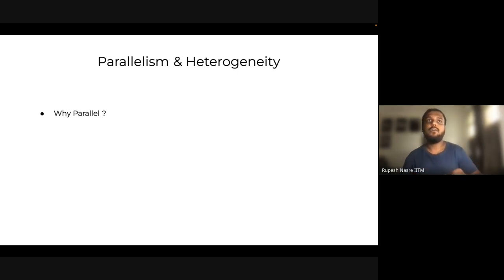I forgot to mention a few things. To interact with me, you can type in the chat box to answer the questions, or if you have a query, you can type in the chat box. So let me ask you a simple question: why parallel? Why is there a need for parallelism in the system, in the CPU? You can give your views in the chat box. So why do you think parallelism is needed?